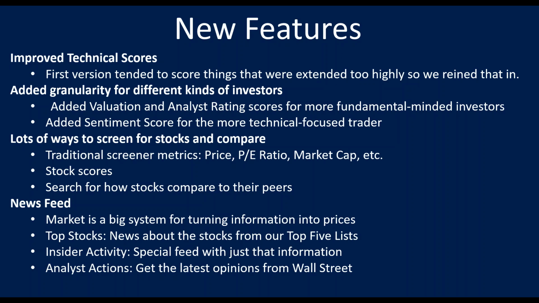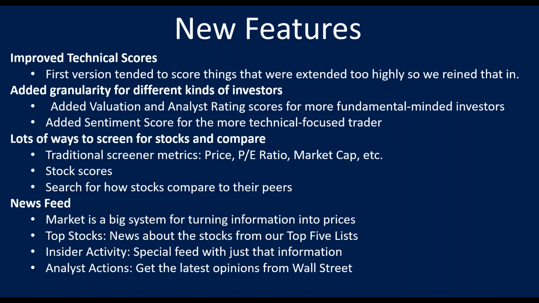It has all of the metrics you would normally find in a stock screener: price, PE ratio, market cap, a whole bunch of other ones. And you can also screen for all of our stock scores. You can filter by sector and industry. You can also search for how stocks compare to their peers. So if you want to see only stocks that are at the top of their industry, we've got ways for you to do that also.